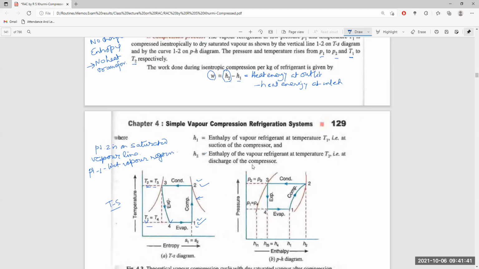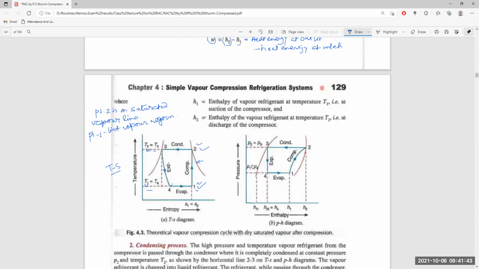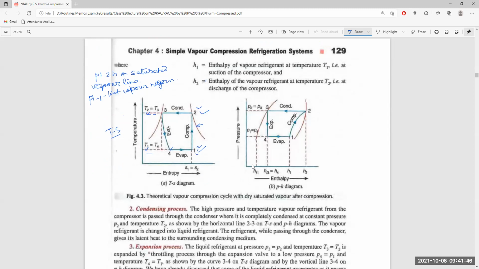Next, the condensing phase. This is the condensing phase from 2 to 3. Another thing, this is the TS diagram, and this is the pH diagram, the pressure-enthalpy diagram. It shows pressure rising from the low pressure P1, which is equal to P4, to the high pressure P2, which is equal to P3. So the change in temperature from low to high is shown in the TS diagram, and the change in pressure from low to high is shown in the pH diagram itself.